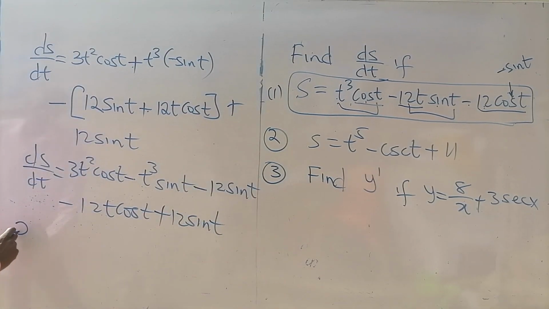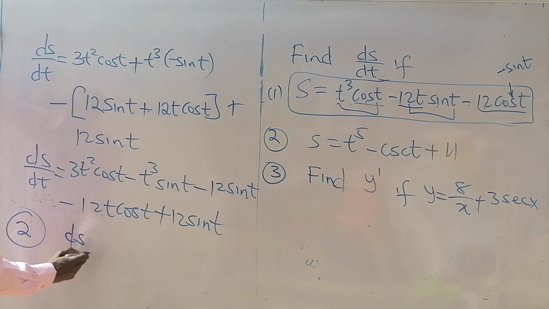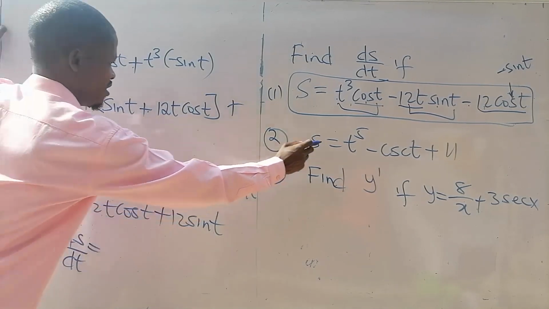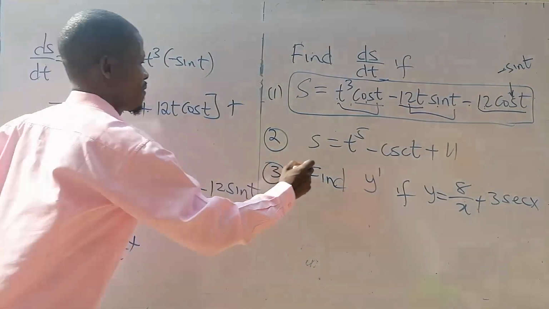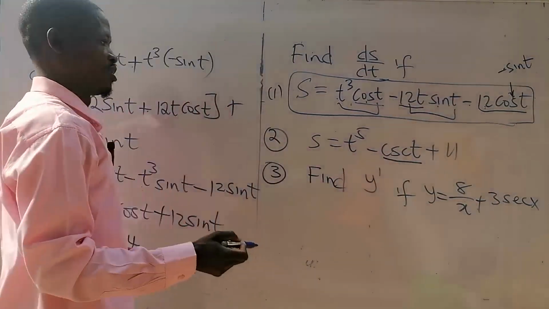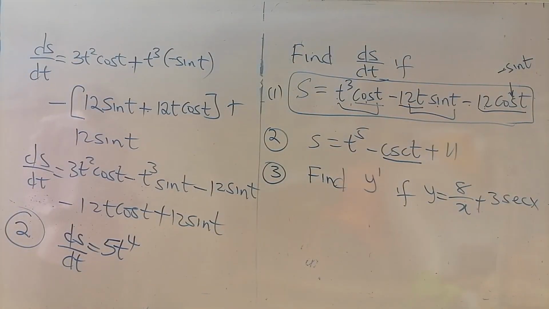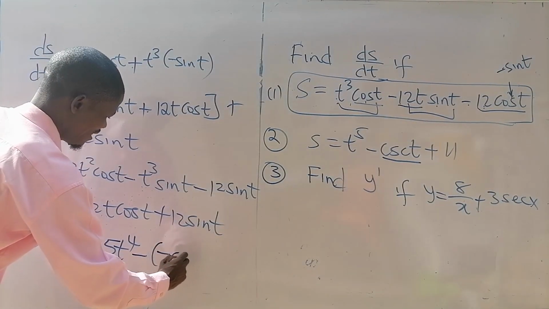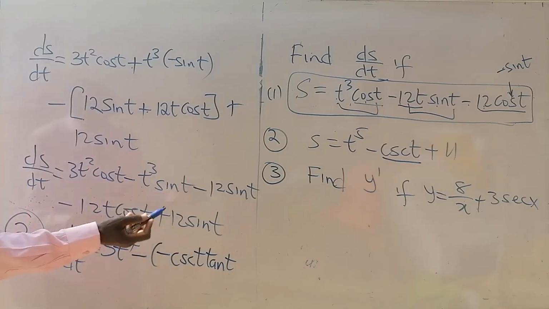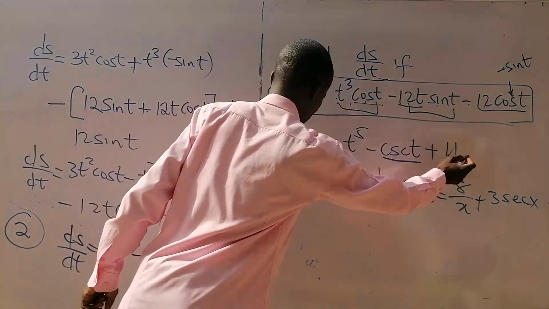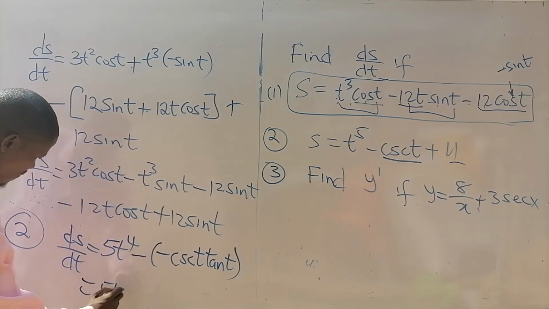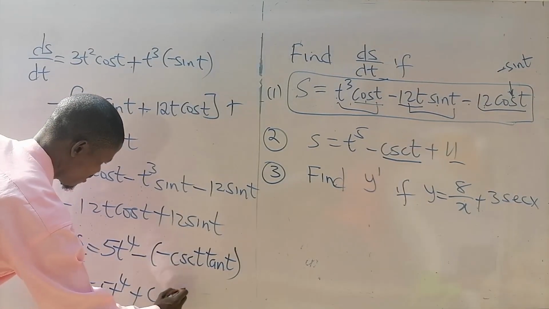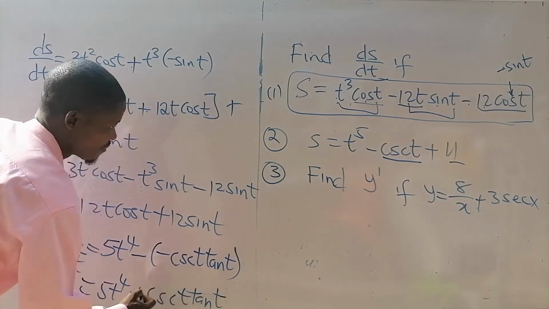The second one, we are going to find dx/dt. So the first one, t to the power 5, that will be 5t to the power 4 if you differentiate that. And then to differentiate csc, cosec is minus csc t tan t. We just finished the table, and then the derivative of a constant is 0. So that one is gone. So we can just open the brackets, and we have this plus this tan t.